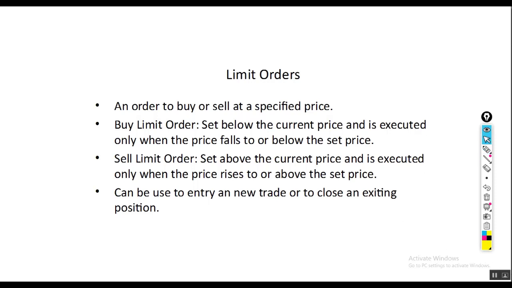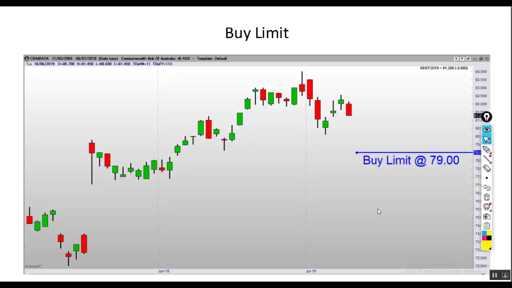Now let's have a look at the charts, and this will make some sense. Those who are familiar obviously know how to use this order, but here's an example of a buy limit set at $79. We're looking at CBA, Commonwealth Bank, just as an example. As of the chart, you can see the last trade was at 81.28 on the close of that day. We set a buy limit at 79, exactly $2.28 away.